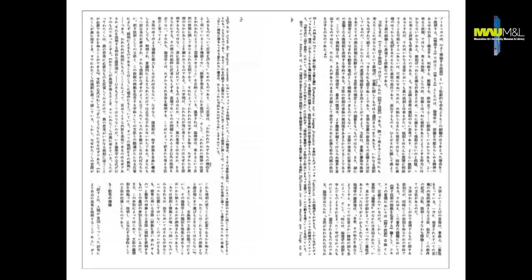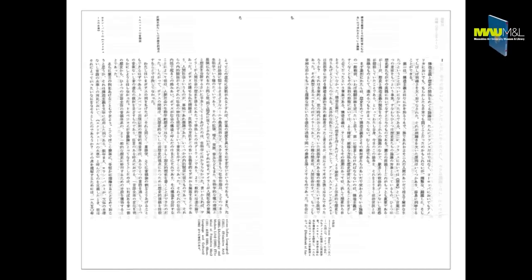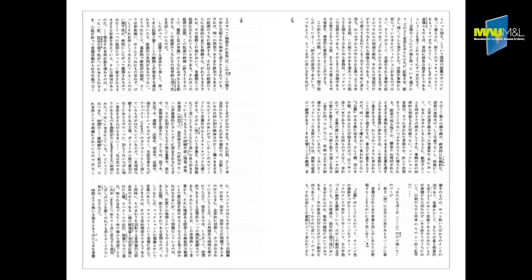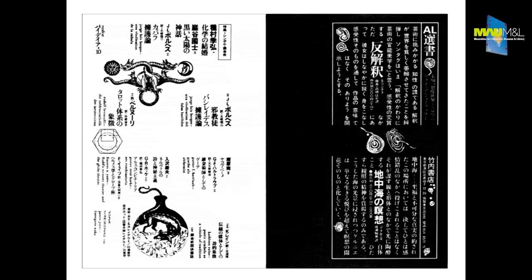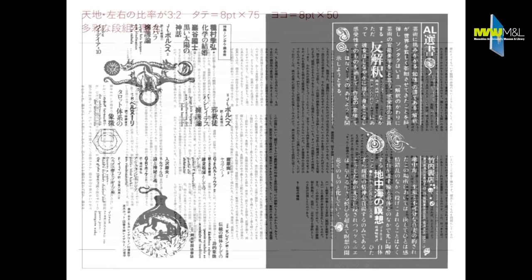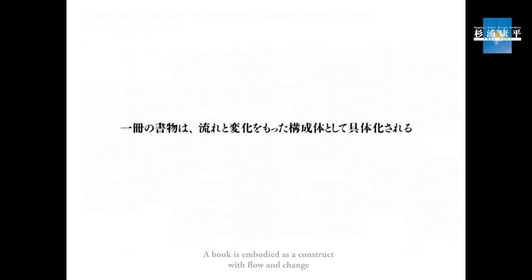The columns open in 2 short interval columns, 2 columns of different size, top and bottom two columns, single column centered in the page, one column, two column, three column, and four column layout, all are created from a basic grid. The grid system coordinates various multi-column layouts. When the specific characters and illustrations from the layout sheet flow in, the book as a whole appears as a structure with flow and change.